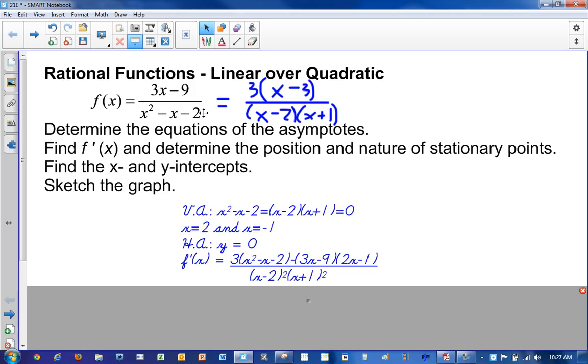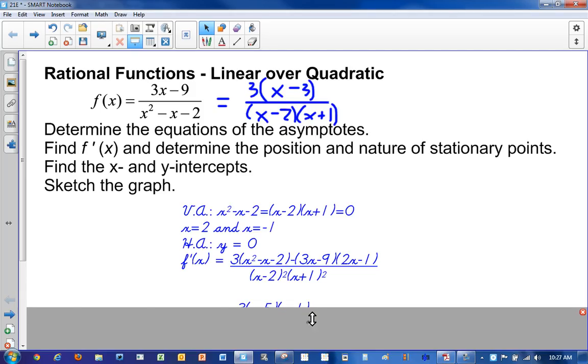To do that, I have to use the quotient rule, using the original version of the function. The derivative of the top is just 3. The bottom, I just copy, x squared minus x minus 2, minus the top, which I didn't change, 3x minus 9, times the derivative of the bottom, which is 2x minus 1, all over the bottom squared, and I'm going to square the factorization of the bottom. So it's x minus 2 squared times x plus 1 squared. And that's the derivative.